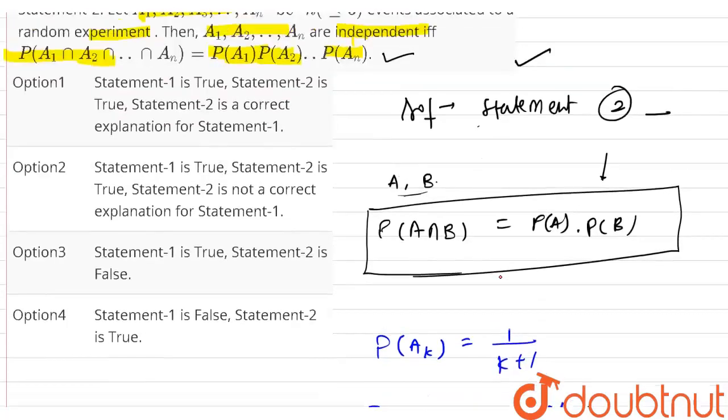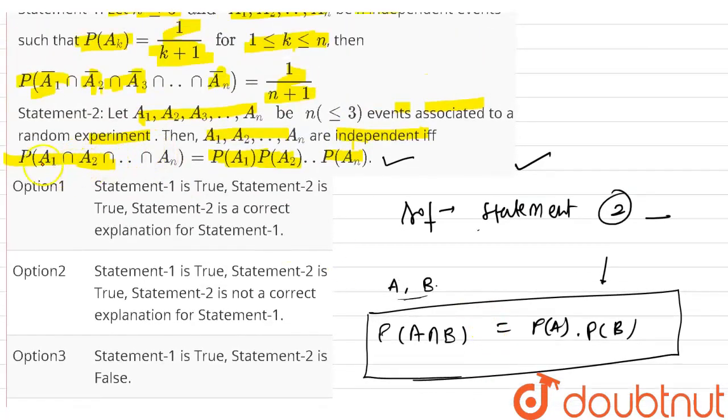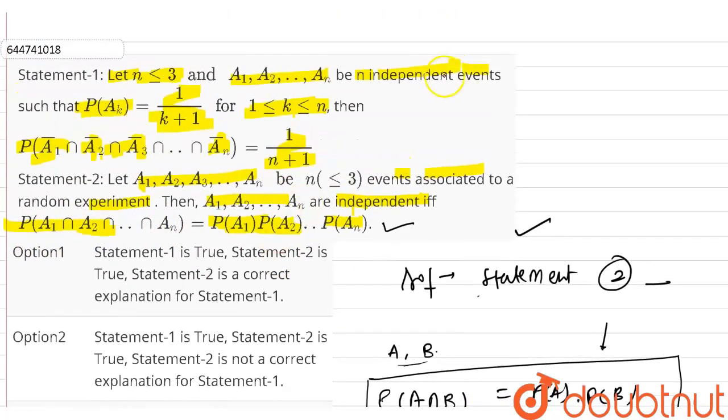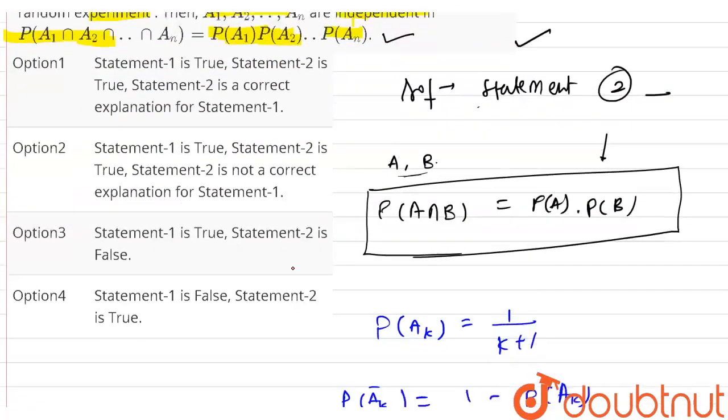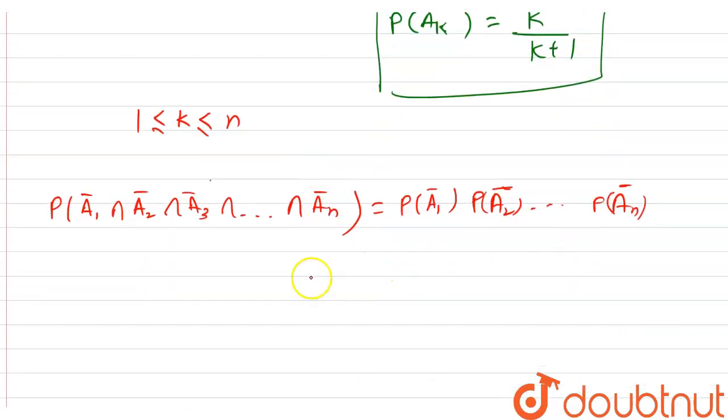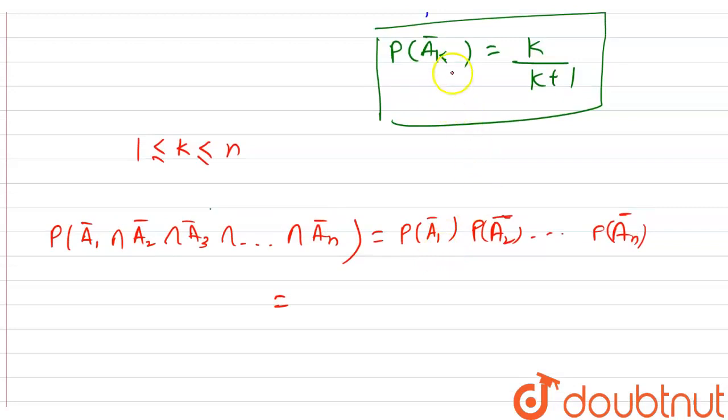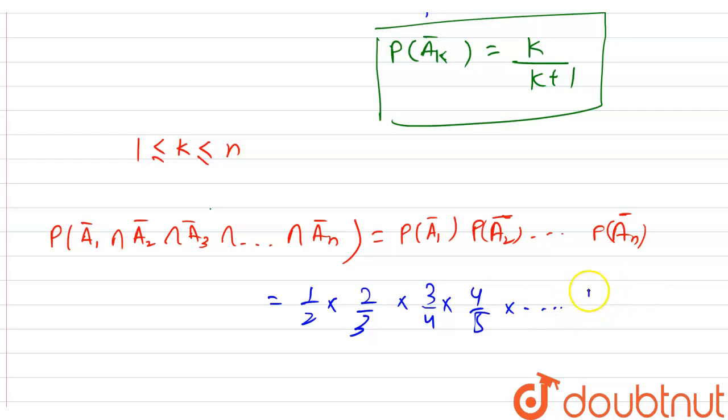How can I write this? I can write this by statement 2. As I already told you, it is true for independent events, and question statement 1 also says that they are independent events. So I can write the intersection in product form. Now here I'm going to put the values. For A1 bar I put 1, so it will be 1 over 2, then 2 over 3, 3 over 4, 4 over 5 and so on, and finally n over n plus 1.